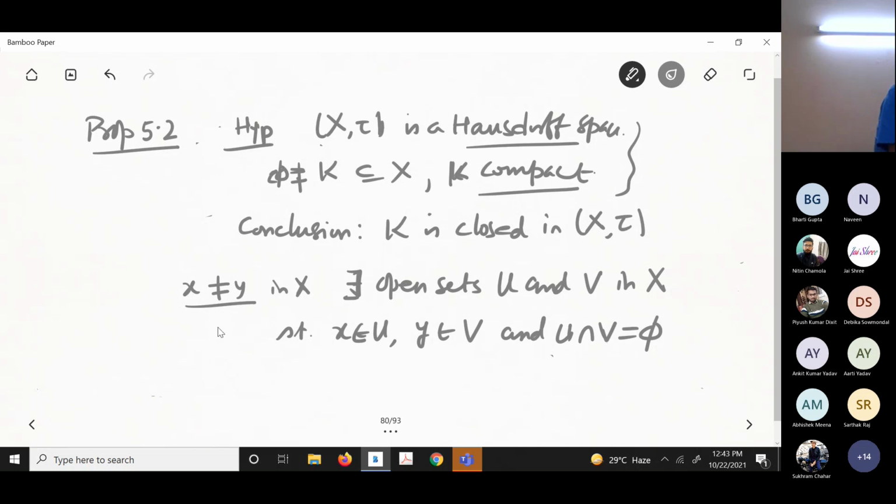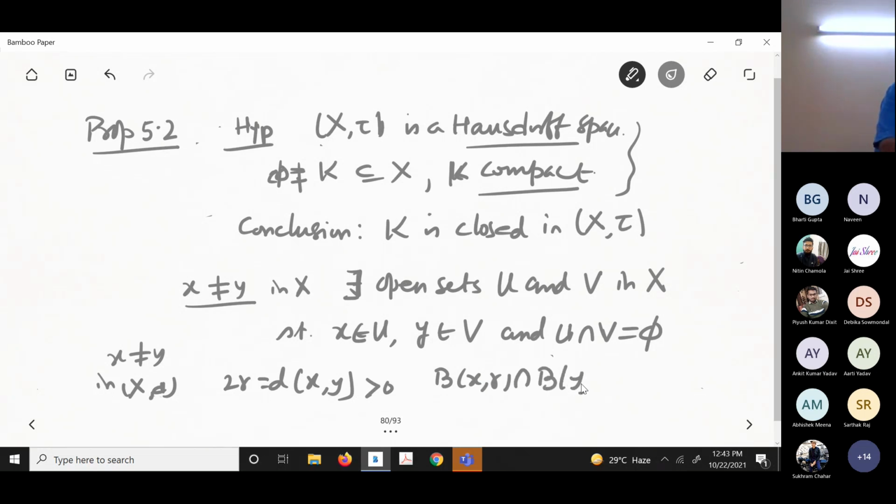And a metric space is Hausdorff. If you take x not equal to y in a metric space (X, d), then take 2r equal to d(x, y), which, since x is not equal to y, is greater than 0. Then you can check that B(x, r) intersection B(y, r) is empty, by the triangle inequality. You can prove that. Here y belongs here, x belongs here. So every metric space is a Hausdorff space. That's what I'm doing. So basically, I need this thing, nothing else. Look how I am going to do it.